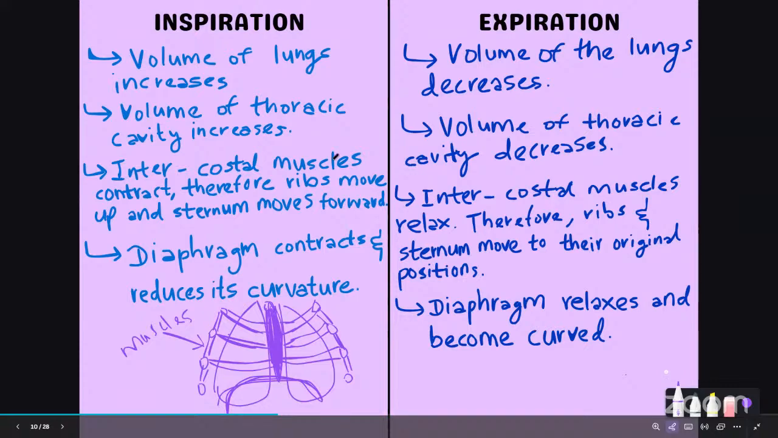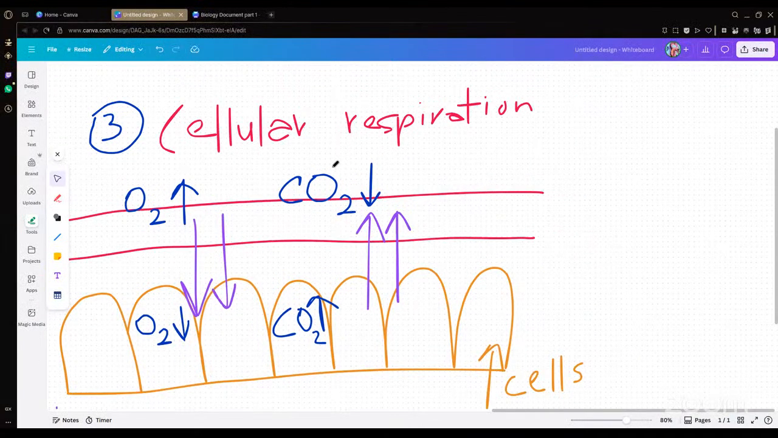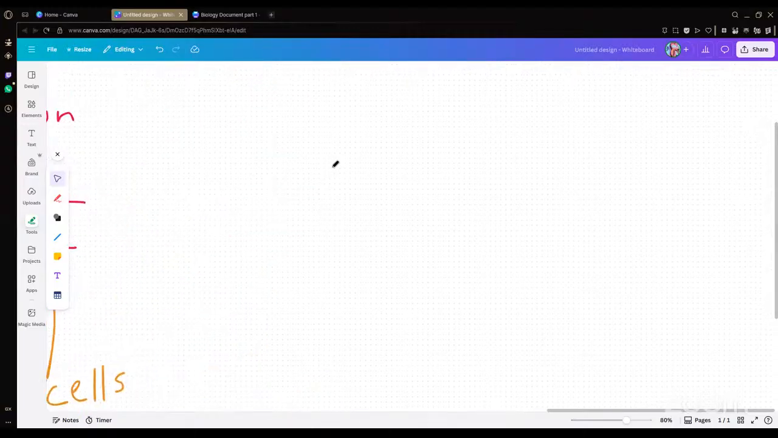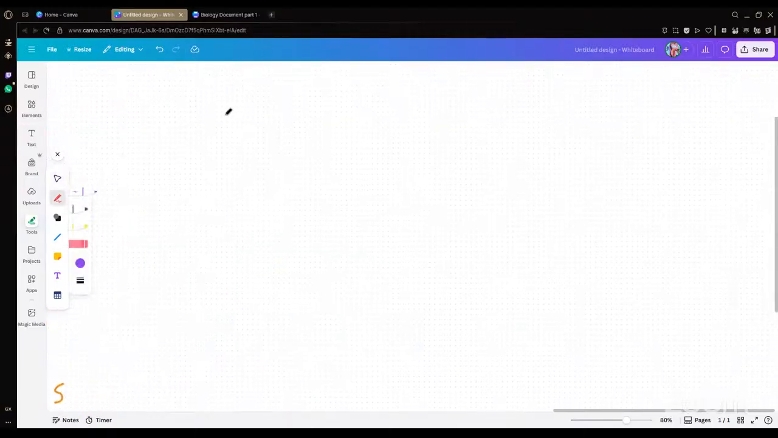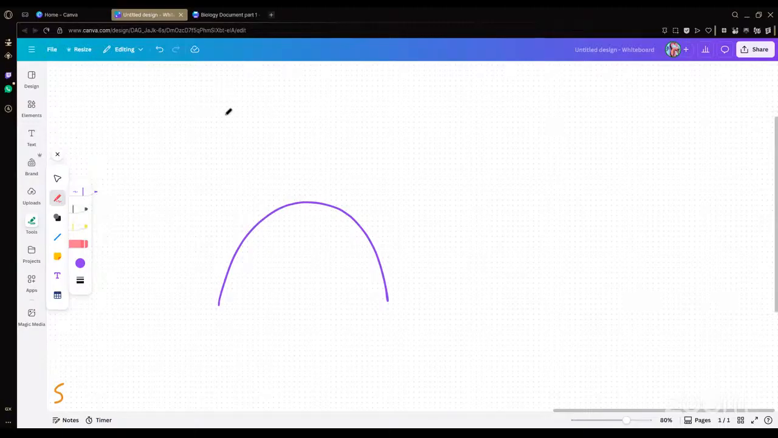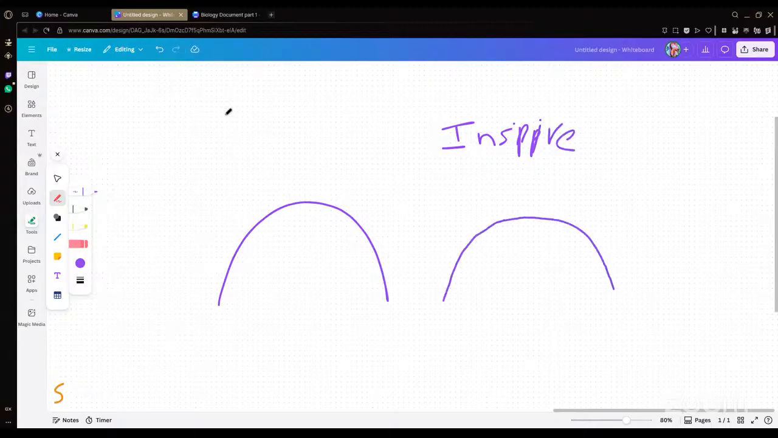So the diaphragm. Usually the diaphragm is a muscle and it's actually like this. This is the diaphragm. Normally at rest, the diaphragm is going to be like this. Okay. But when you inspire, when you're taking in air, the diaphragm reduces its curvature, becomes like this.